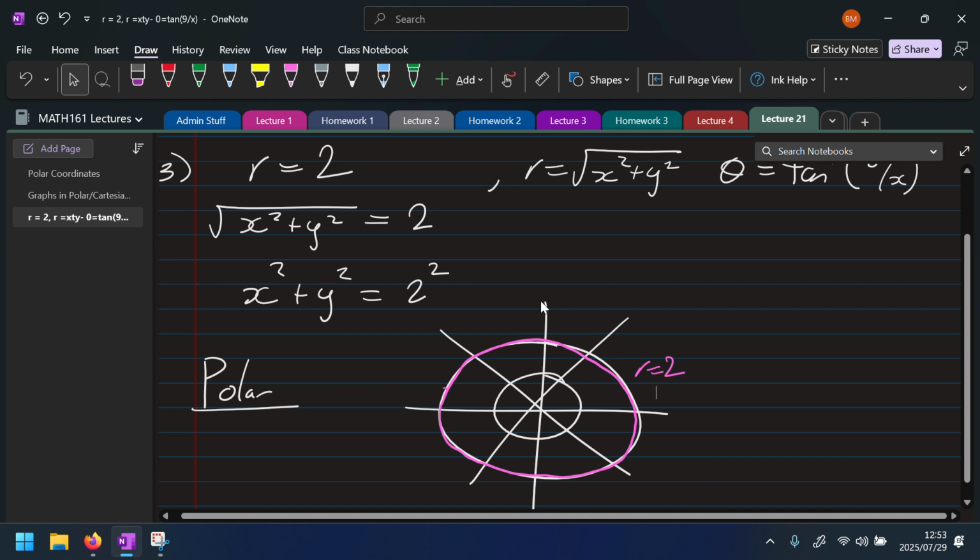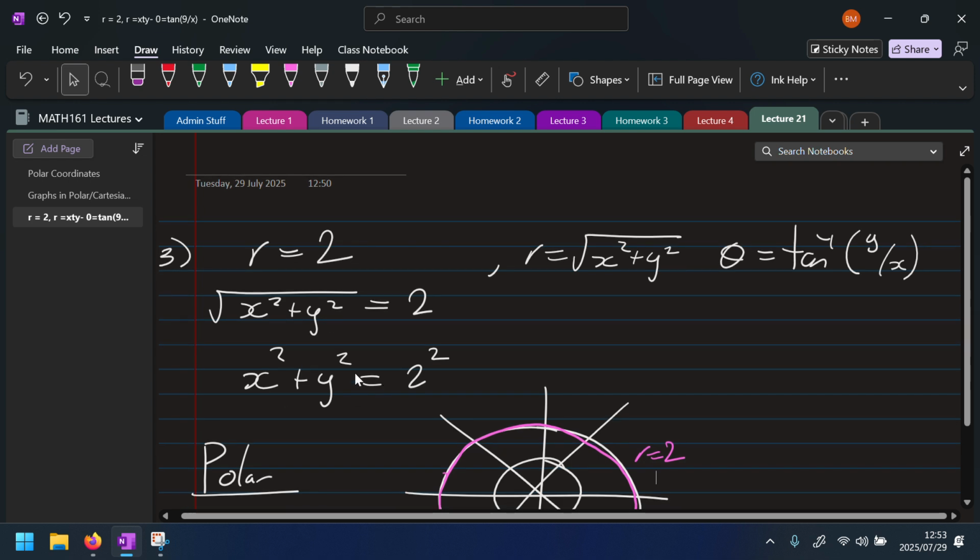Any questions on this one? So we see in this case, the Cartesian form is a bit complicated, but the polar form is as simple as it gets, R equals 2.